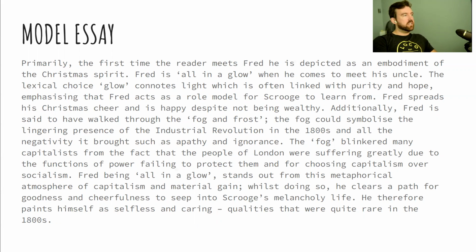Additionally, Fred is said to have walked through the fog and frost. The fog could symbolize the lingering presence of the Industrial Revolution in the 1800s and all the negativity it brought, such as apathy and ignorance. The fog blinkered many capitalists from the fact that the people of London were suffering greatly due to the functions of power failing to protect them and for choosing capitalism over socialism.